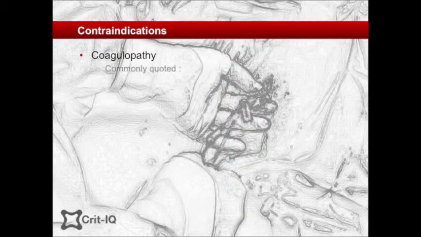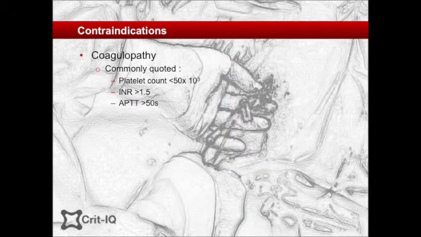Coagulopathy. UK guidelines advise caution when the platelet count is below 50 times 10 to the 3 and the INR greater than 1.5 or the APTT greater than 50. However, evidence-based guidelines are lacking. There are multiple small studies which fail to demonstrate a link between coagulopathy and bleeding complications following CVL insertion.